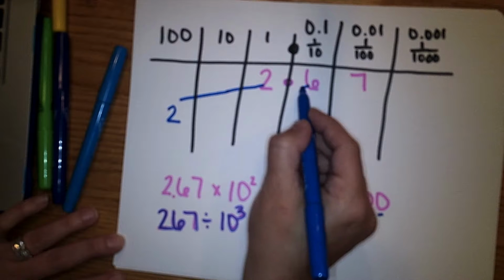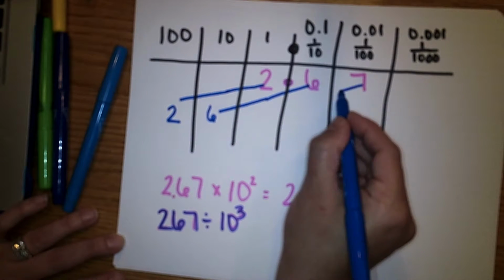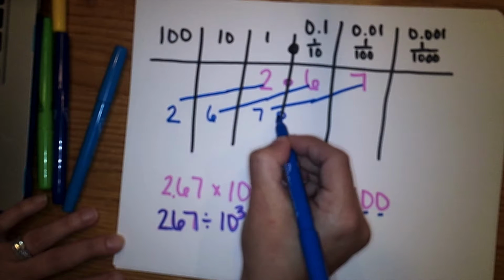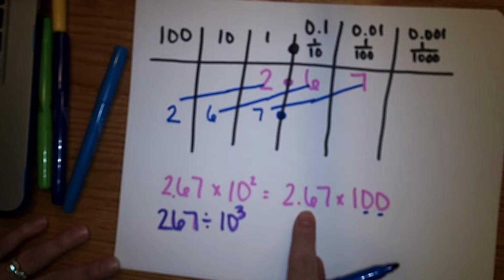My 6 is going to move 1, 2 times. And my 7 is going to move 1, 2 times. My decimal is going to stay where it is. The decimal doesn't actually move. But when we go back to our problem, it kind of looks like the decimal moved. It looks like the decimal moved to the right 2 times.